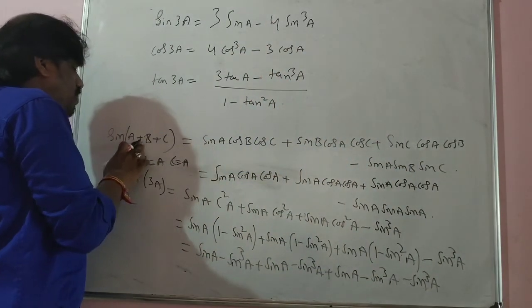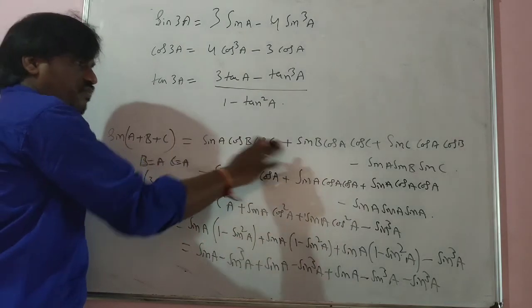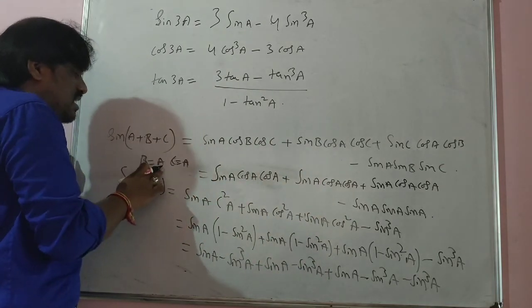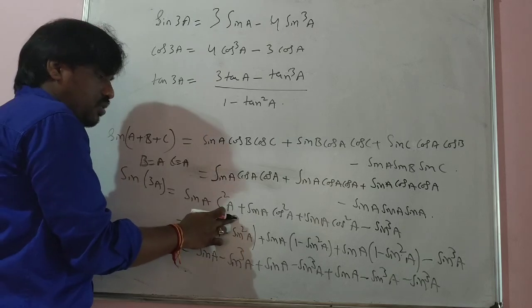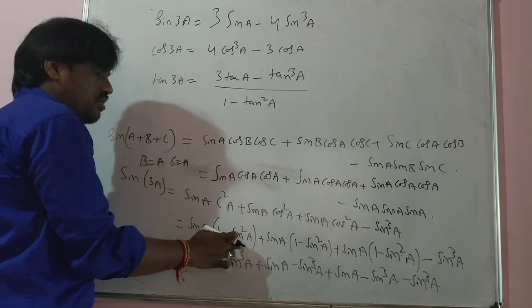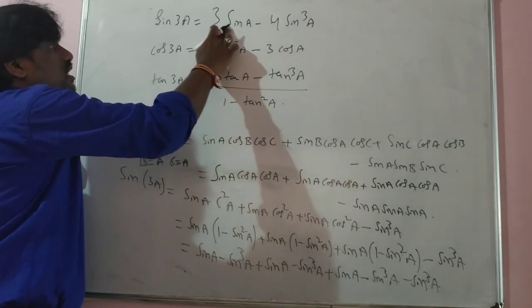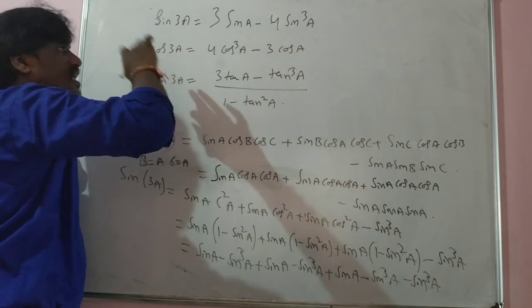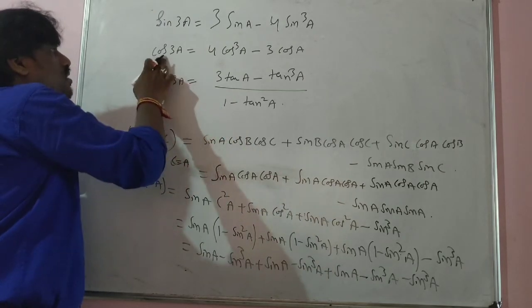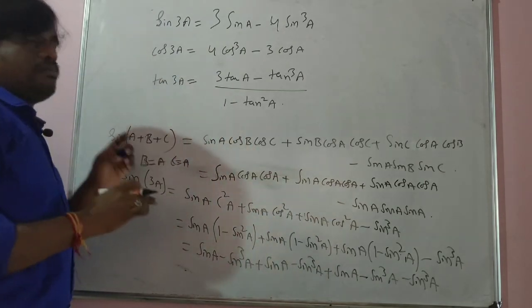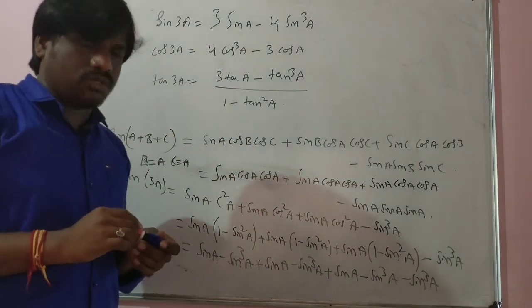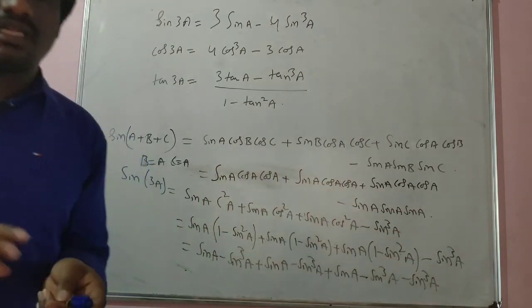So sin of a plus b plus c, this is the formula. If you replace b as a, c as a, and substitute, change cos into sin, multiply and simplify this, I am going to get 3 sin a minus 4 sin cube a. In the same way, you will get cos 3a and tan 3a. So remember these formulas, and we are going to solve more problems tomorrow. Okay, till then take care, bye bye.